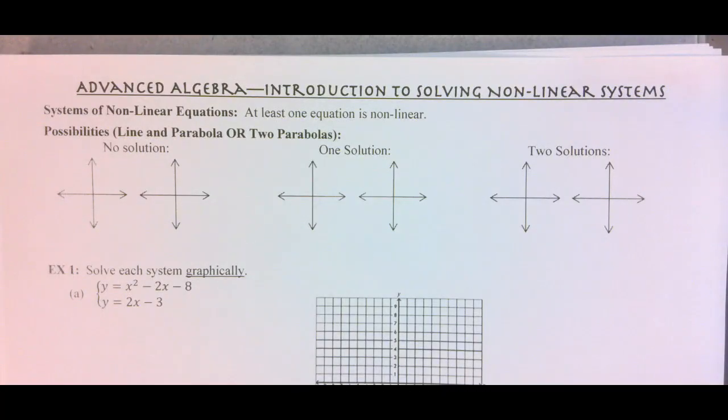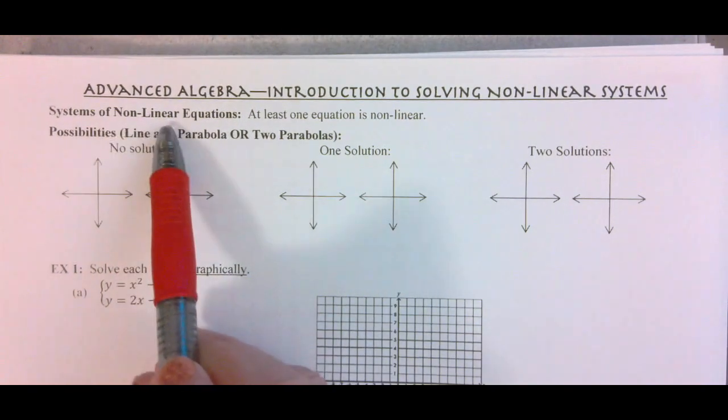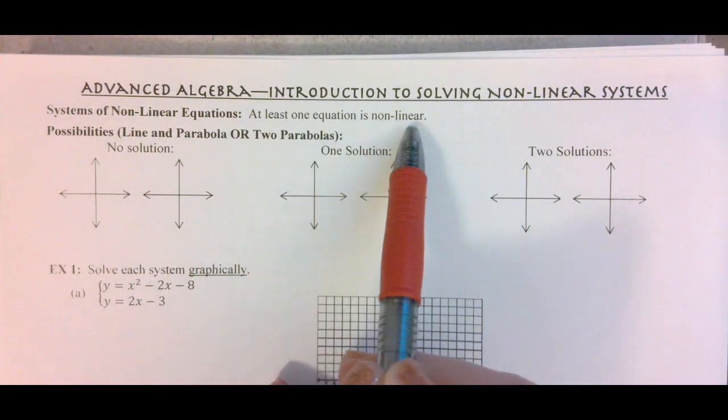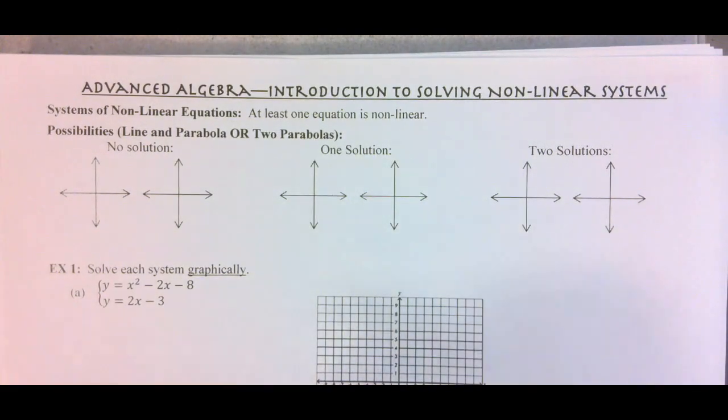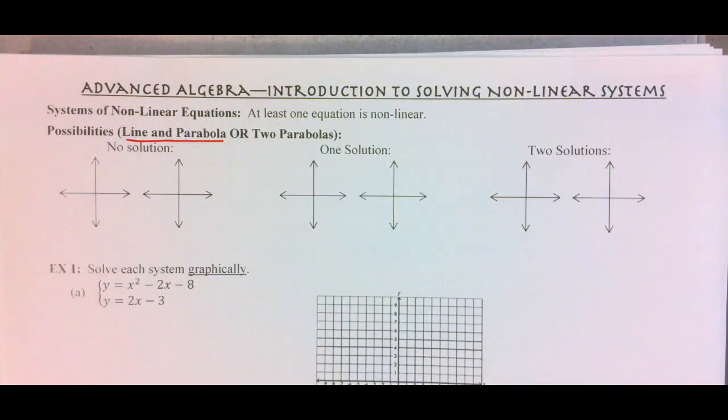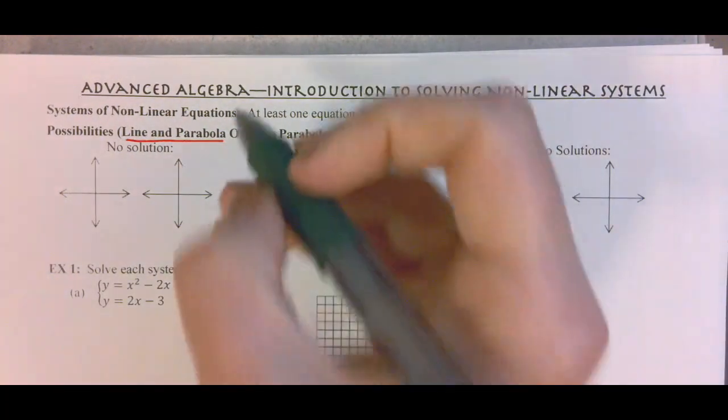All right, so today's topic is an introduction to solving non-linear systems. We've already looked at linear systems where we're looking at the intersection of two lines. So now when we're saying non-linear, that simply means that at least one equation is non-linear, so not a line. So the possibilities that we look at first are lines and parabolas. And then a second possibility is two parabolas.